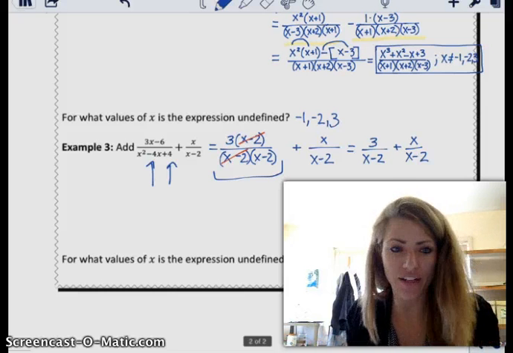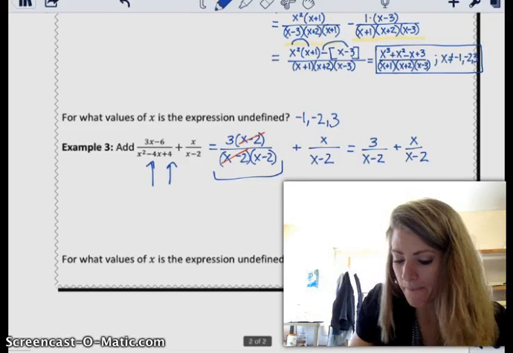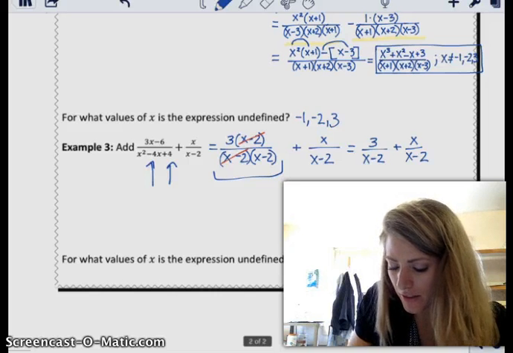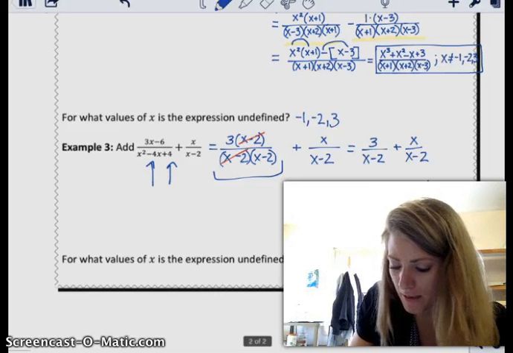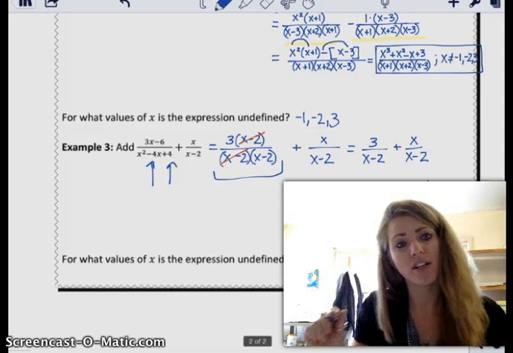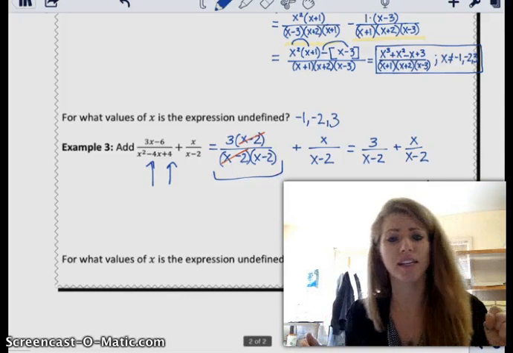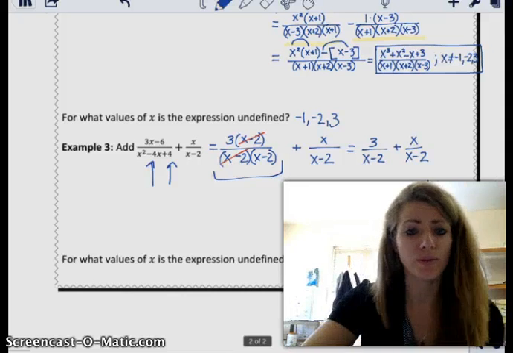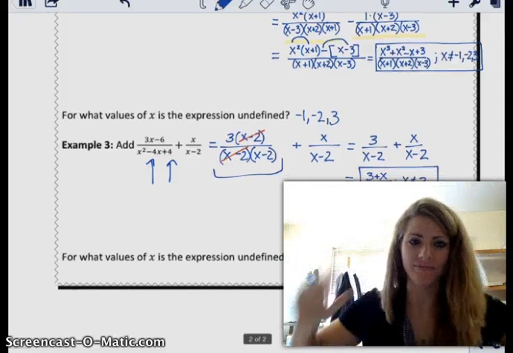Okay, so I've got 3 over x minus 2 plus x over x minus 2. So I add my numerators, 3 plus x, and I keep my denominator, x minus 2. And this is my final answer, except x cannot equal 2. Yay! I think that's it.